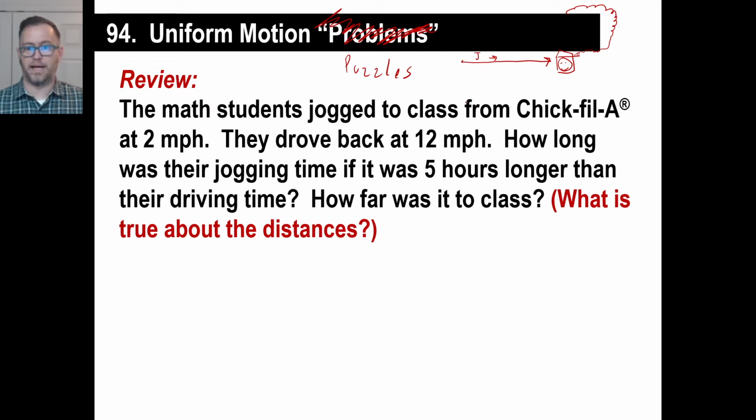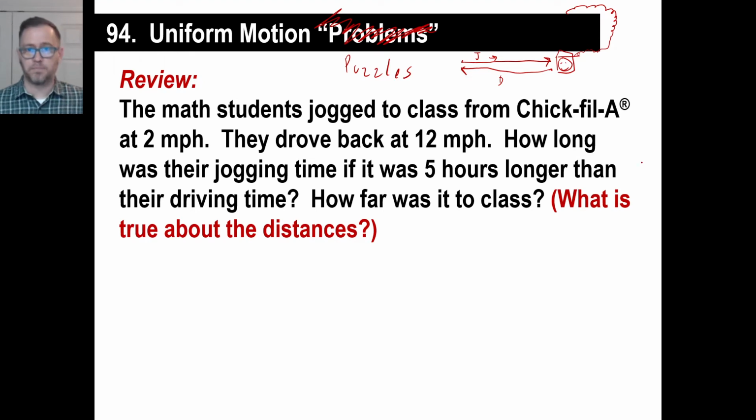They drove back at 12 miles an hour. So there we go, and then they drove back. You tell me first off, what are the distances compared to each other? Same, right? So we're assuming they drove the same way they jogged to class. How long was their jogging time, if it was 5 hours longer than their driving time, and so on.